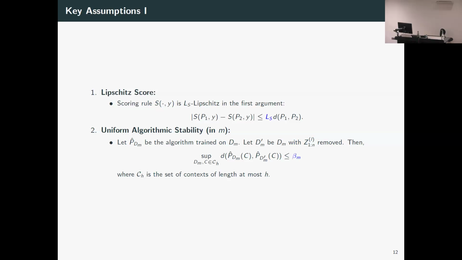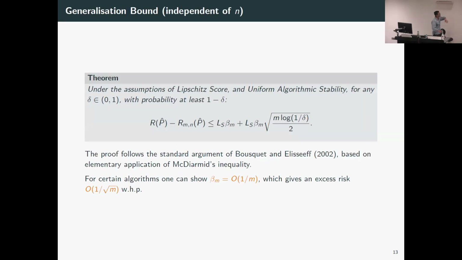Here D_m is a training data set and D_m prime is a training data set where we replace just one of the m sequences. This is saying if I replace one of the m sequences, the effect of that on my predictive distribution for any context, taking a supremum over contexts and over data sets, is bounded by some constant beta_m. Under this assumption, using very standard arguments from the paper by Bousquet and Elisseeff, which is a simple application of McDiarmid's inequality, you can obtain a generalization bound of this form.